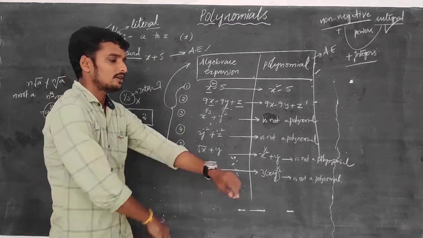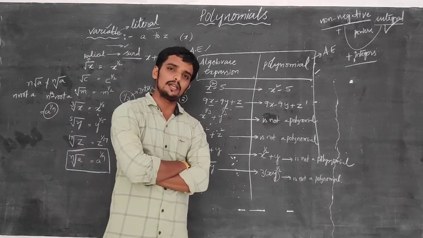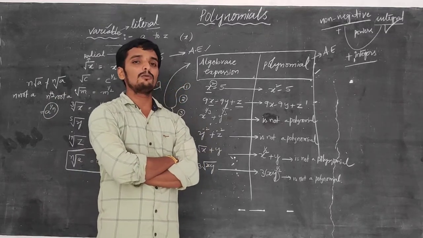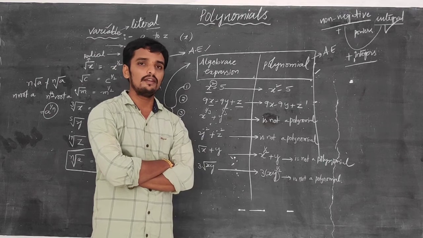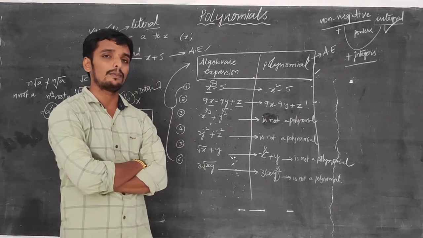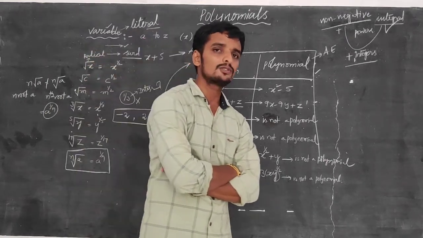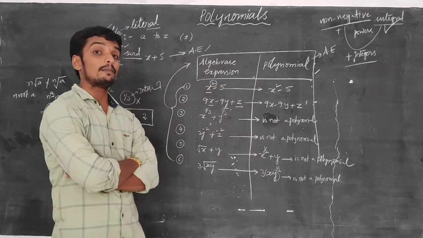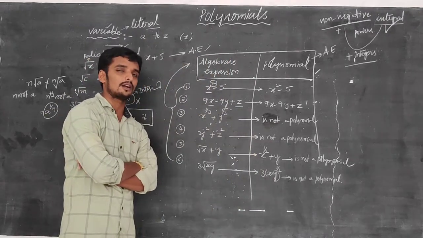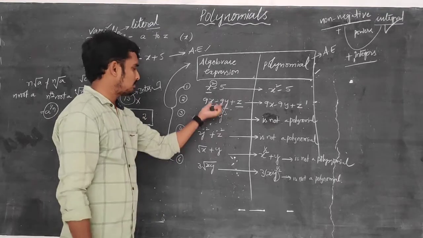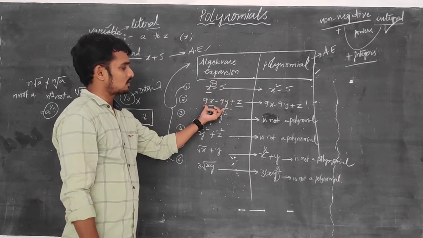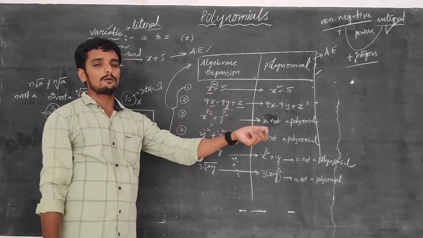How can we write the definition? A polynomial is an algebraic expression in which the variables involved have non-negative integral powers. Then we have to write some examples of polynomials. These are called polynomials. Write them in one place, somewhere you can write these are the polynomials.